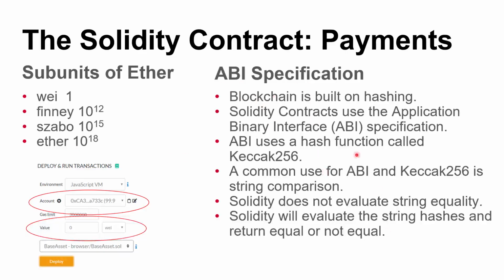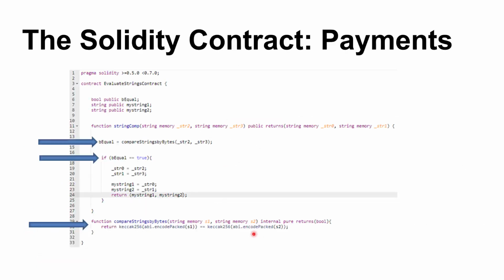And the ABI specification, that's not unique to Ethereum. It is the application binary interface. So this is essentially a JSON set of tools, or JSON data, that is how Solidity will evaluate your smart contracts. It can do things like test equivalence, string equivalence. It can evaluate hashes, and it can do much more than that, but is essentially based on JSON.